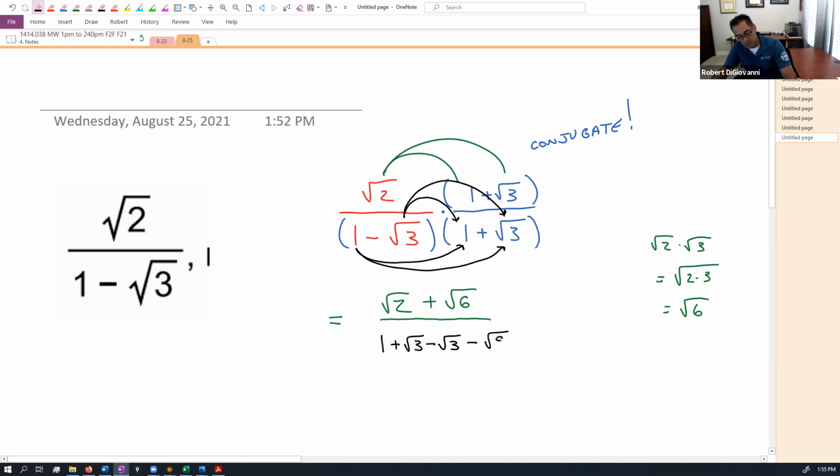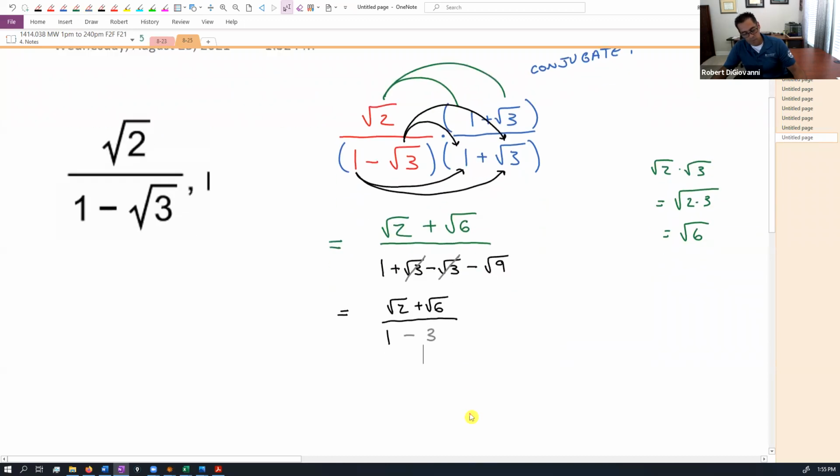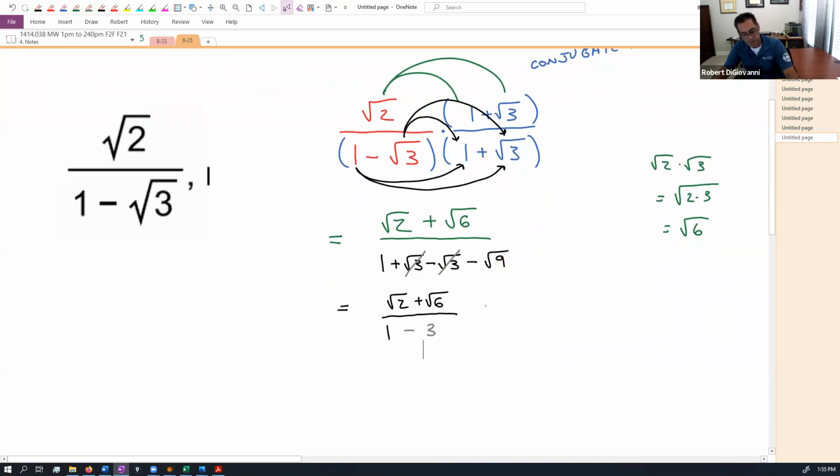I'll write root 9, just so I'm going to have to write another line anyway. So root 2 plus root 6 over 1. Notice that the middle terms cancel. And all you're left with is minus 3. So square root of 9 is 3. So root 2 plus root 6 all over negative 2. There you go. Questions?